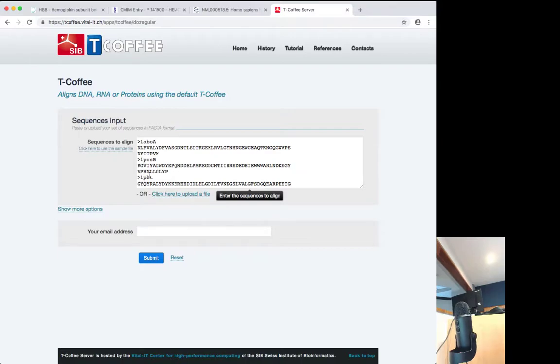So yes, we paste them one after the other. First the genomic, then the mRNA, and click submit.